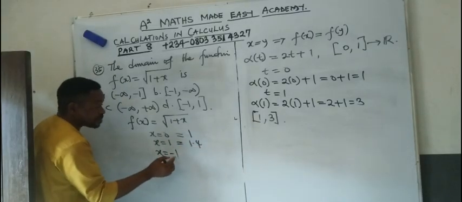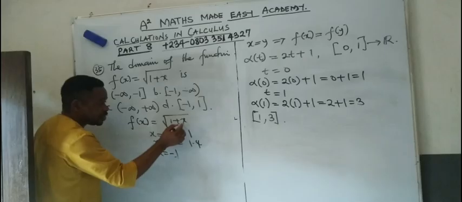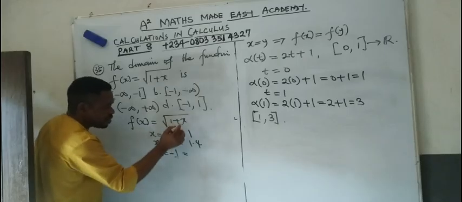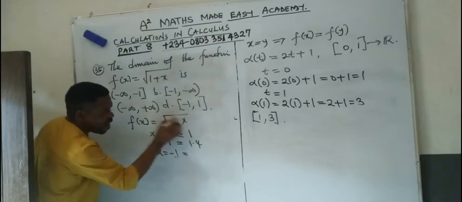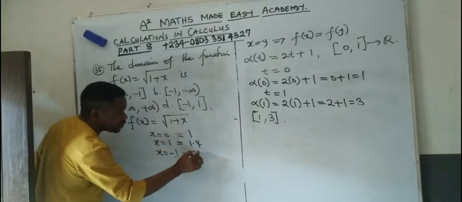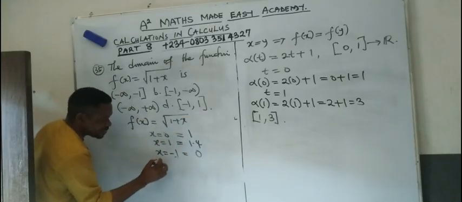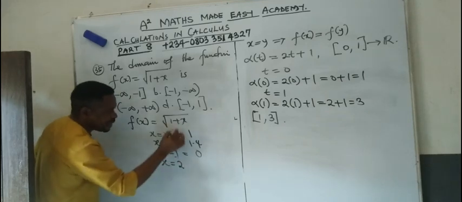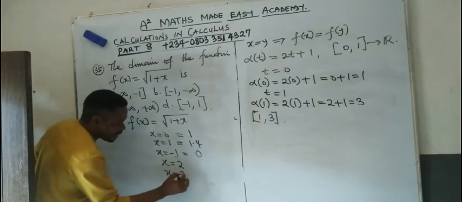So when x is minus 1, what would be the range here? Anywhere you see x, remove it and put minus 1. It becomes 1 minus 1, which is 0. Square root of 0 is 0. Now, when x is 2, it exists. When x is 3, it exists.